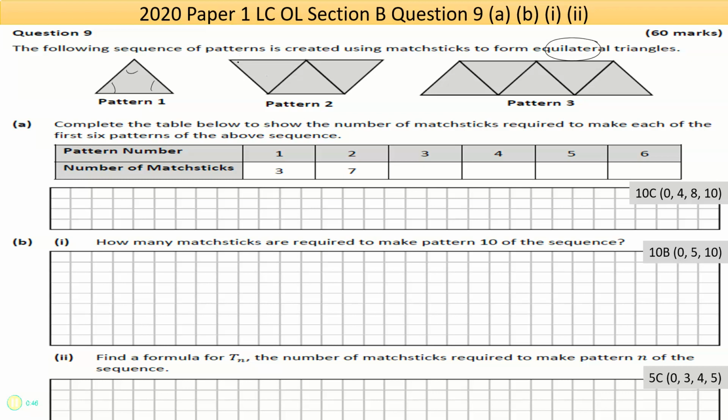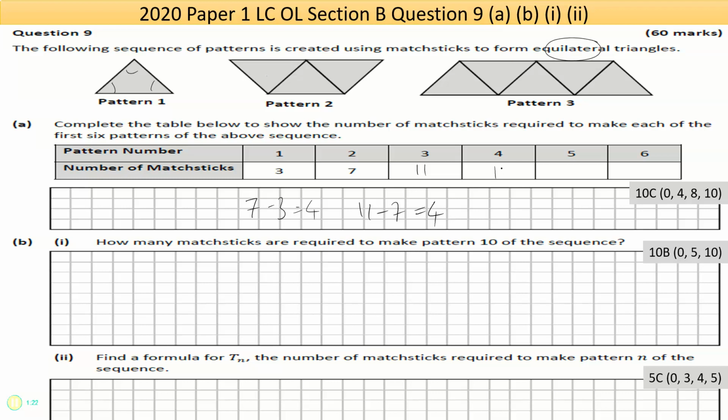So if they're making pattern 2, there are now 1, 2, 3, 4, 5, 6, 7 matchsticks, 3 triangles. Pattern 3 has 1, 2, 3, 4, 5, 6, 7, 8, 9, 10, 11. Now I could keep going if I imagine it, but I think this pattern is linear, so it's going up by a consistent amount each time. If I take 7, take away 3, I get 4. If I take 11, take away 7, I get 4. So all I have to do with the next one is add 4 each time.